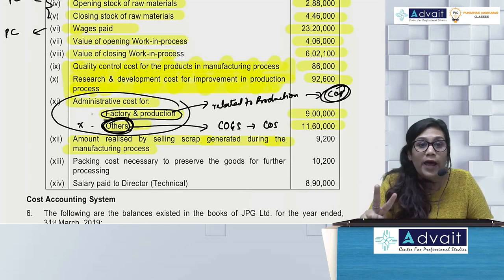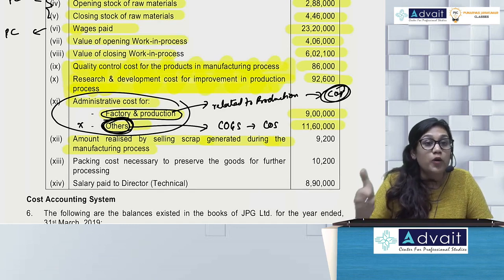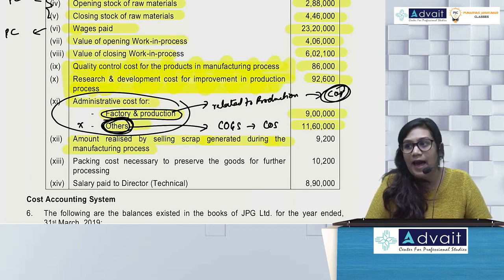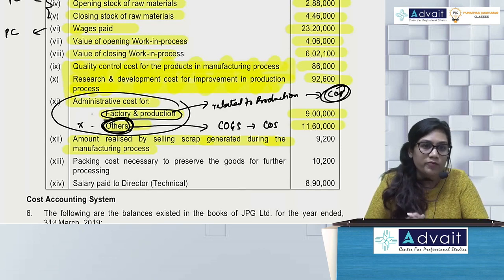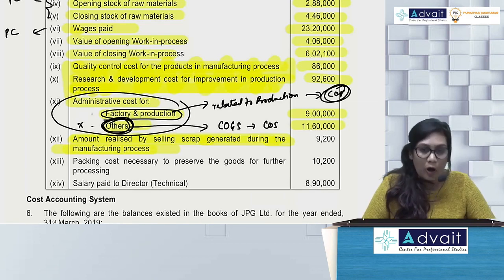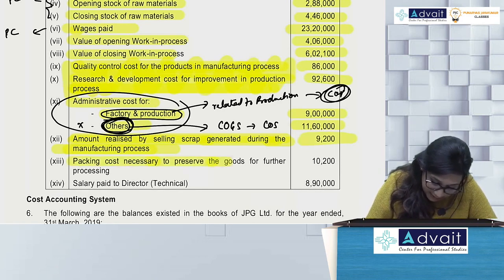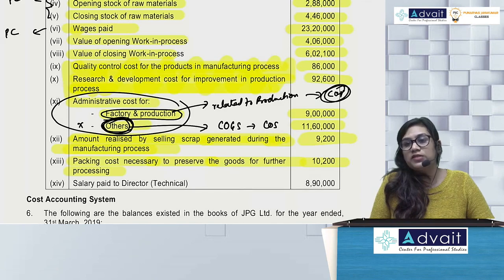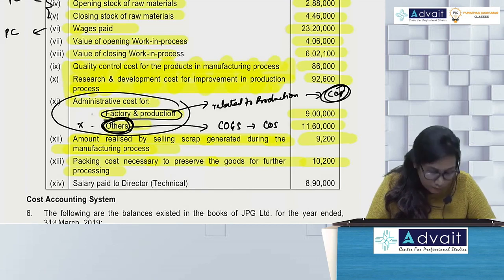Apart from that, there were two more items. Can you all tell me what those items were? One was your packing cost, which was primary, which was kept separate, and the other one was any scrap value realized, which was to be taken into consideration as part of these items which were kept separate. So this will be deducted from my cost of production totally. Next, packing cost necessary to preserve the goods for further processing. Again, packing cost was to be kept separate, so this will also be considered as part of my separate items, which means it will be part of my cost of production.